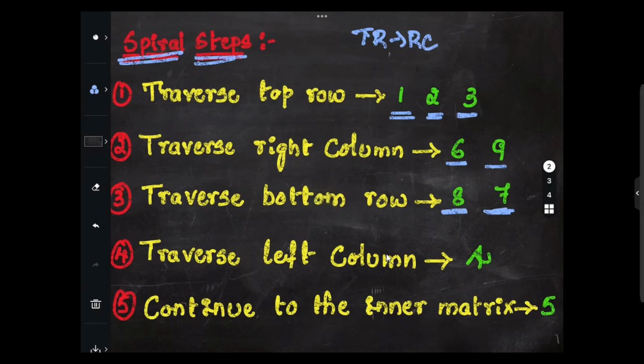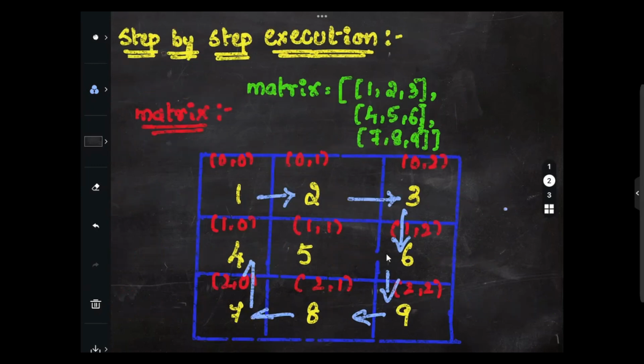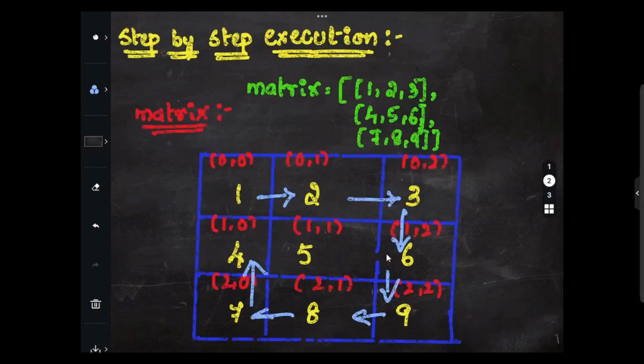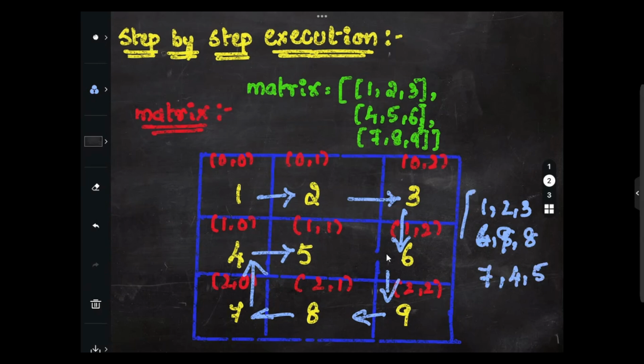Then we will traverse the left column. We already have 1, so we will ignore that. Finally, we will continue with the inner matrix, nothing but 5 in this case. Now we get the output 1, 2, 3, 6, 9, 8, 7, 4, 5. So this is the output, step by step.